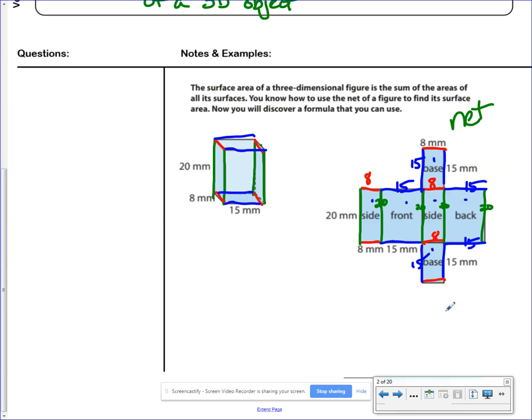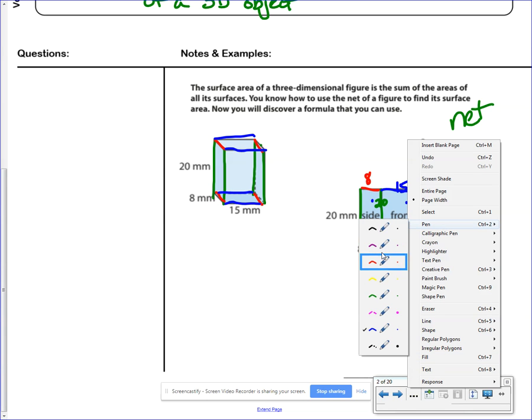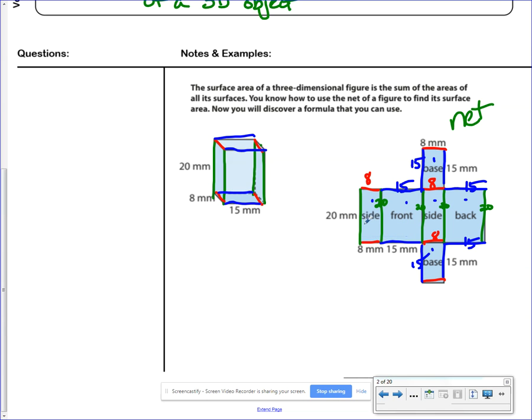If you like doing it on the net and you're just going to say, all right, so I'm just going to calculate all of this here and say this is 8 by 20, that's 160. And then this is 15 by 20, that's a 300. And this is a little 8 by 15, which is a 120. 8 by 20 is a 160. 8 by 15 is a 120. This guy back here is another 300.